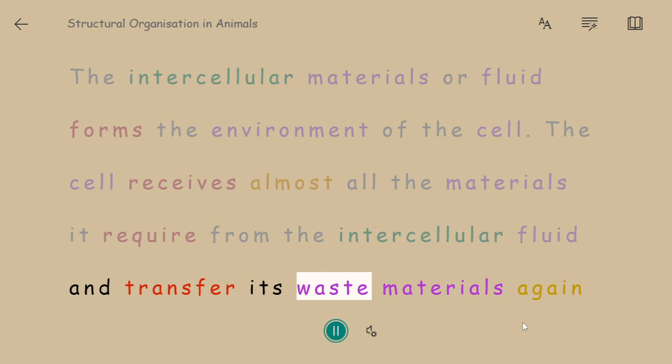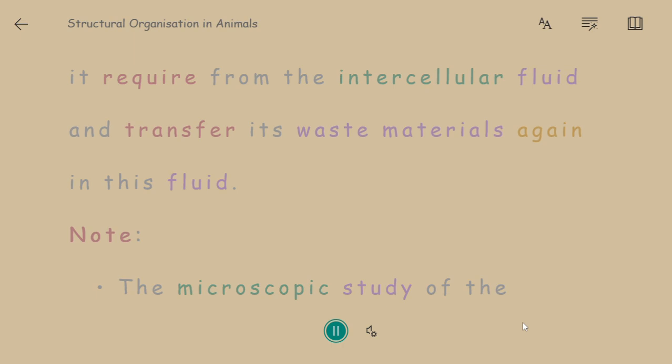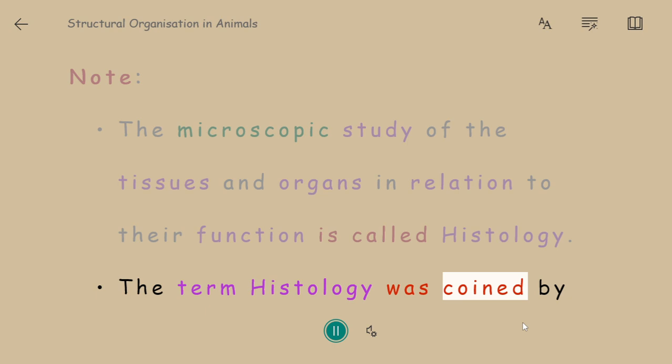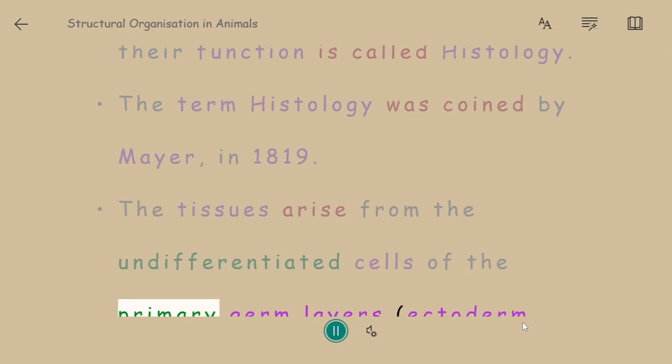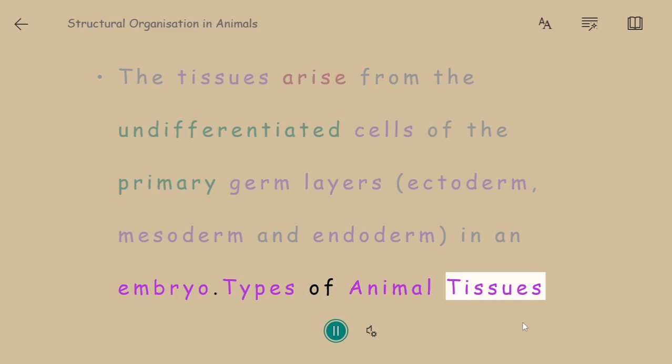Note: the microscopic study of the tissues and organs in relation to their function is called histology. The term histology was coined by Mayer in 1819. The tissues arise from the undifferentiated cells of the primary germ layers, ectoderm, mesoderm, and endoderm, in an embryo. Types of animal tissues. The structure of the cells varies according to their function.